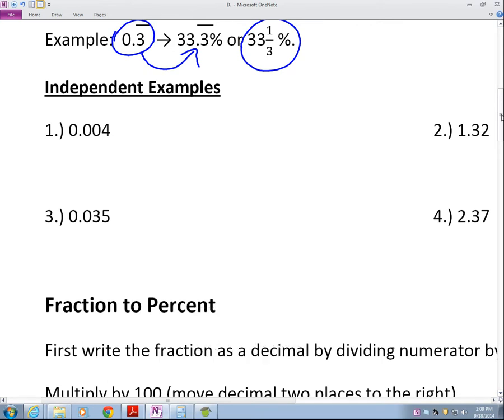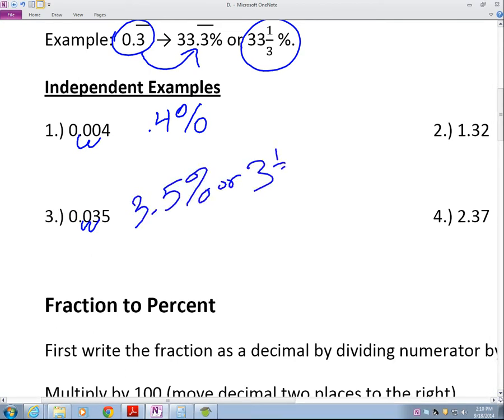Okay, so we have to do 2 things. We have to multiply by 100, which is to move the decimal point over 2 spots. So this will be 0.4%. Then this one, we move it over. It's going to be 3.5%.